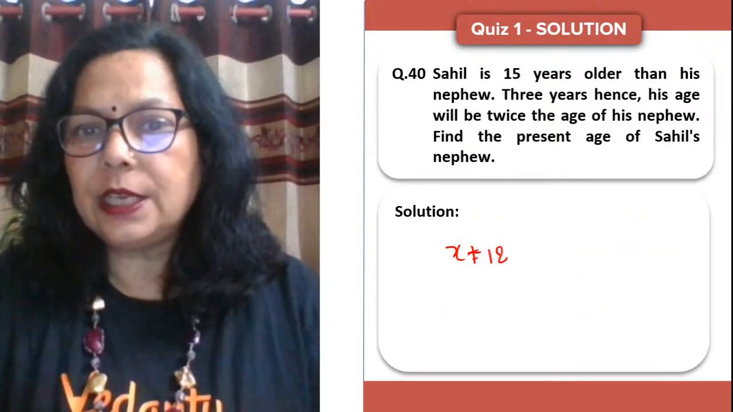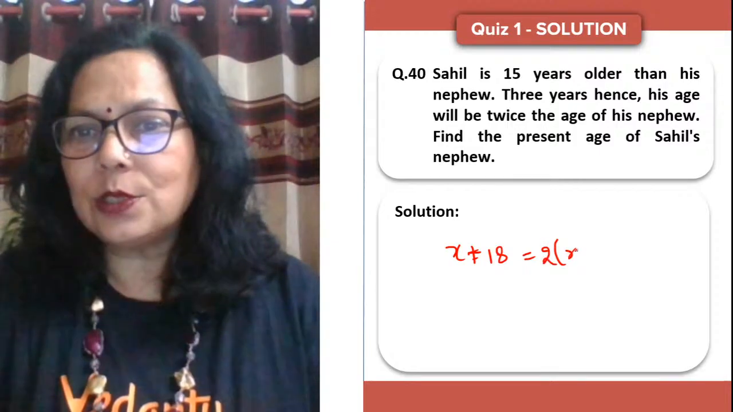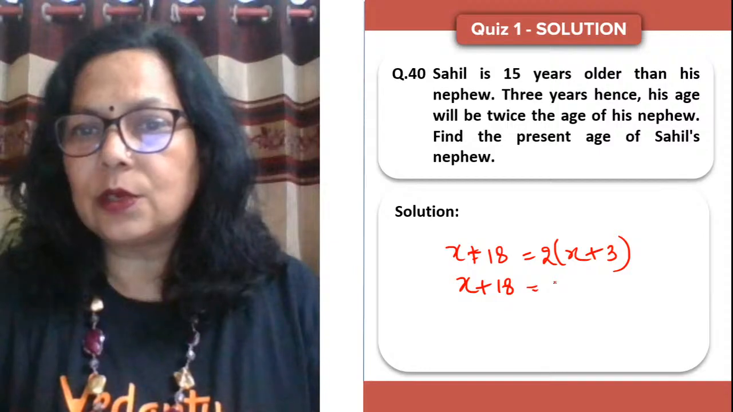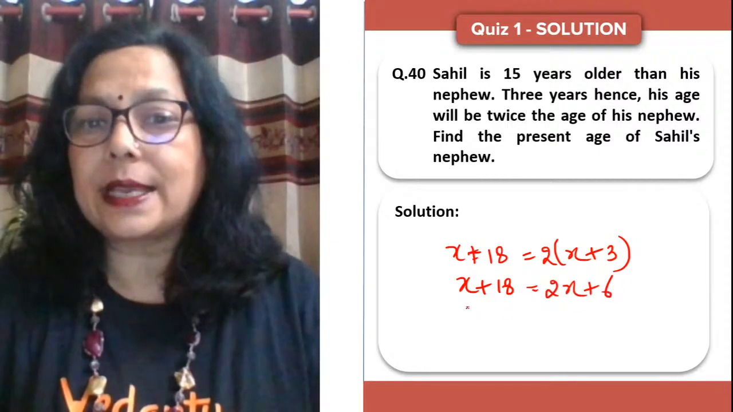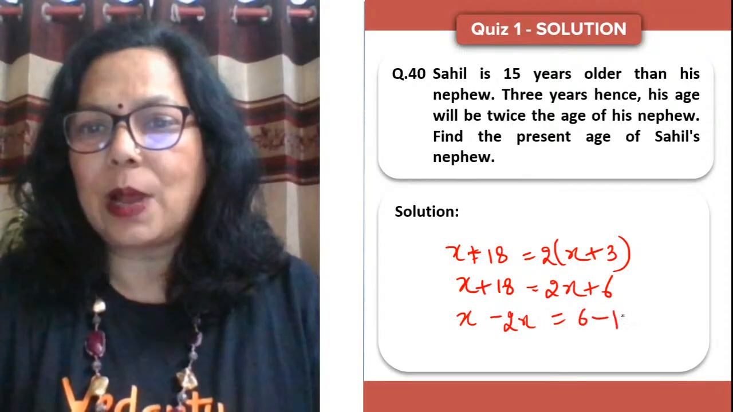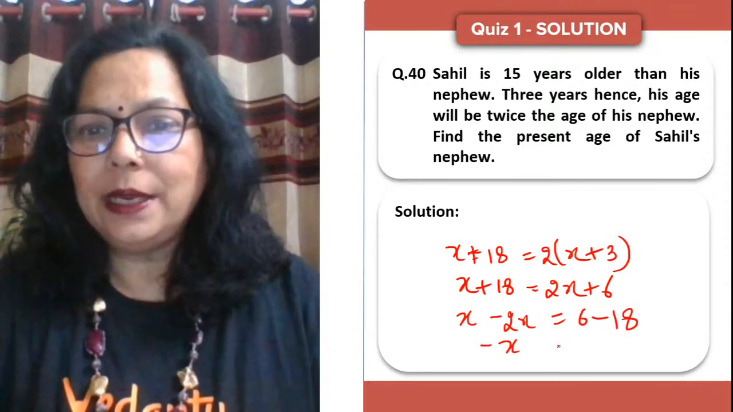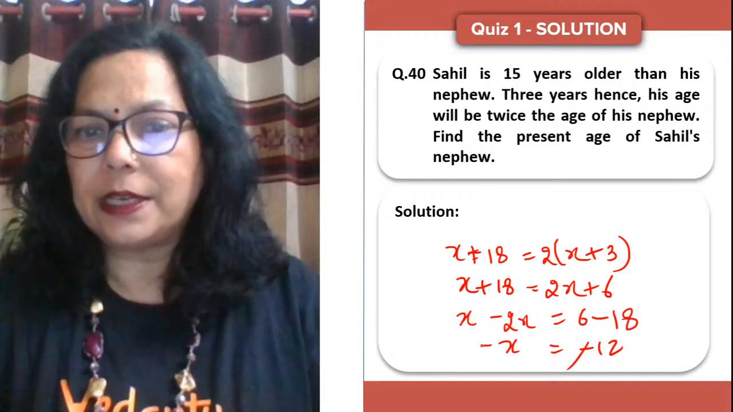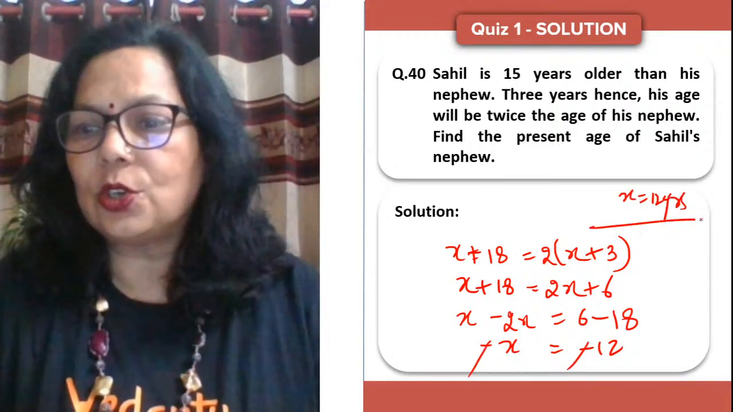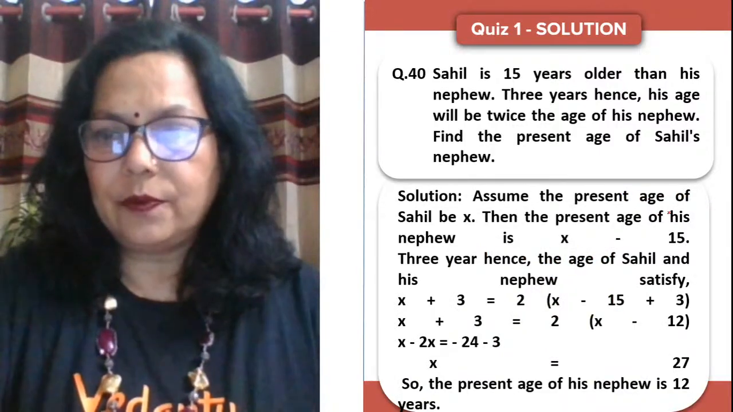x plus 18 is equal to twice of x plus 3. So x plus 18 is equal to 2x plus 6. So x minus 2x is equal to 6 minus 18. Minus x is equal to minus 12. Minus minus gets cancelled. So x is equal to 12 years is your answer. Very good, right?